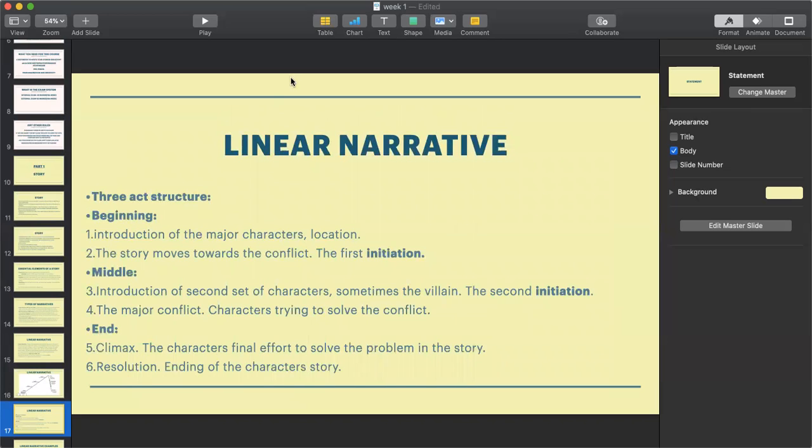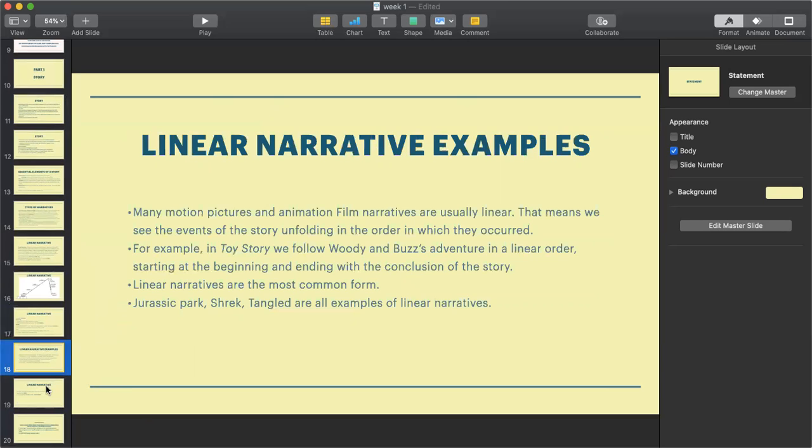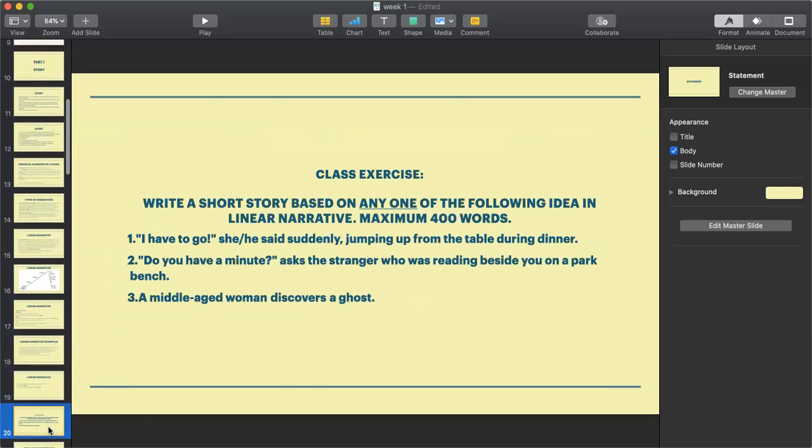So the three-act structure: beginning, middle, and end. Beginning contains the first initiation. In the middle, the second initiation, the villains, the antagonist and the other characters are introduced. The major conflict is in the middle. End starts with the climax and ends with the resolution, right? Climax is the character's final effort to solve the problem. Got it? So for linear narrative, we have found some examples.